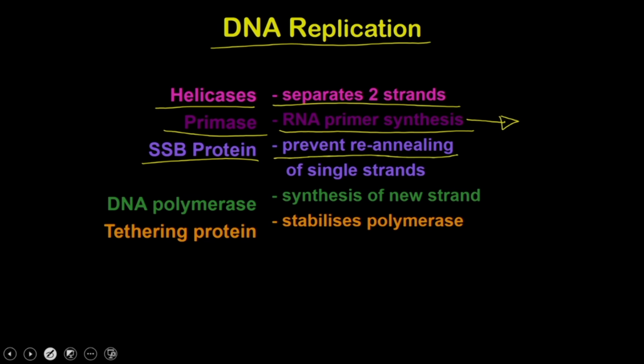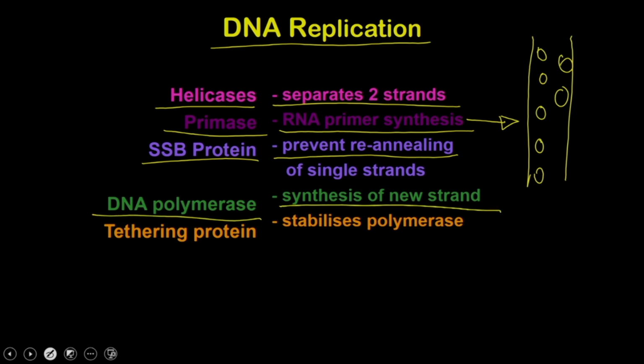Single stranded DNA proteins bind to the two strands like this, so that they do not come together and re-anneal, and that is how they maintain the single stranded DNA. Then you require the DNA polymerase, which does the synthesis of the new strand, and then you require the tethering protein, which stabilizes the polymerases onto the strands.